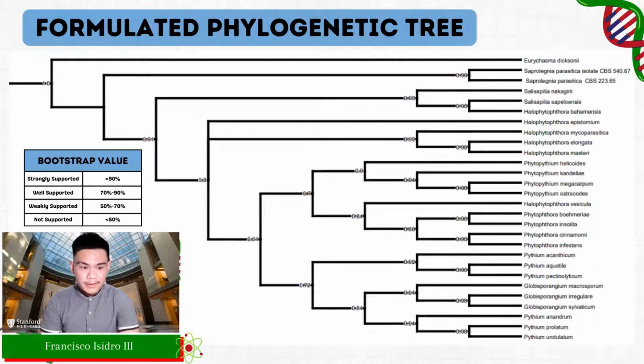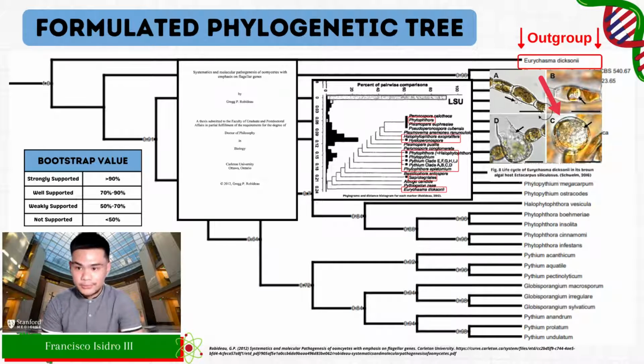Thank you, Migs. And now for the continuation of the results and discussion. Here we present the phylogenetic tree that we were able to formulate. Now we move on to the outgroup. So for our outgroup, the Eurychasma dicksonii, it is a biotrophic intracellular marine oomycete. It has the ability to infect multiple brown seaweed species. It can actually be seen here in the image provided above that it is currently infecting its brown algal host, which is the Ectocarpus siliculosus.